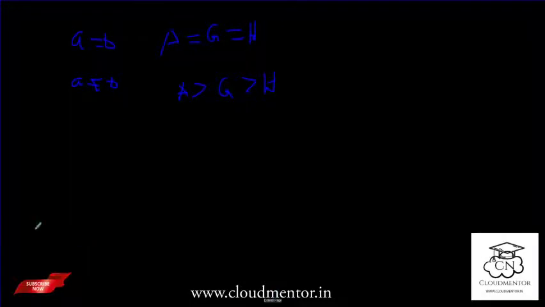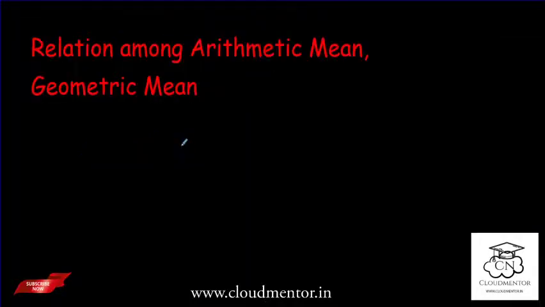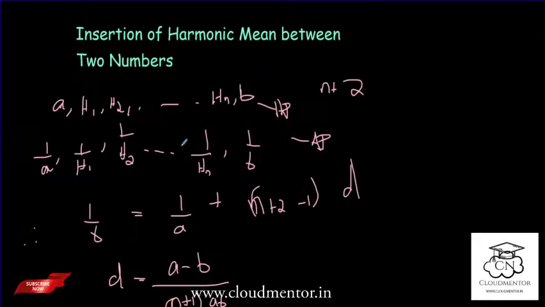And now we know G square is equal to AH, this is the relation, G square is equal to A of H. Okay, that's it. And now the next problem is that I think I lost that problem.